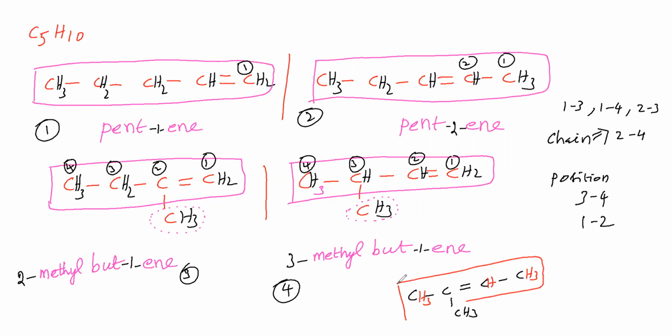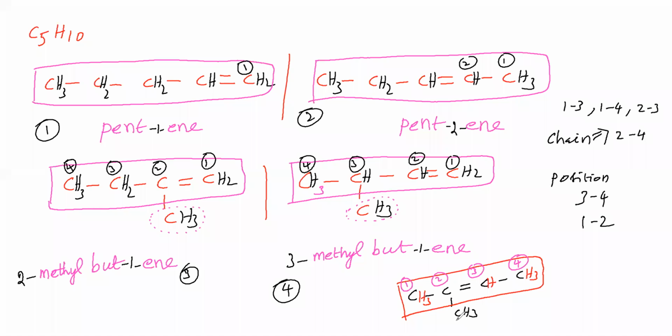Okay, now we will give the numbering. So here 1, here 2, here 3, here 4. We have started numbering from the left. Why? Because then only the double bond will get the least position as well as the branch will get the least position. Don't give numbering from the right. Start from the left only.